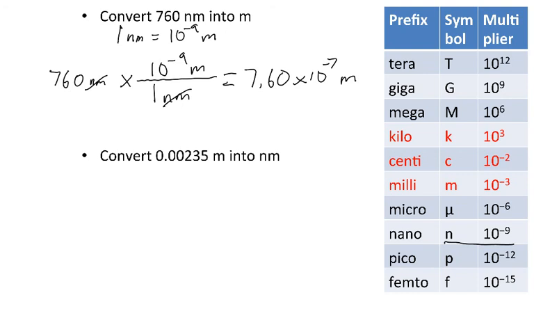So here, we're going from 0.00235 meters into nanometers. This is the same two units that I was dealing with last time. And so the conversion factor is exactly the same. When I see meter and nanometer, it doesn't matter which direction I go, the conversion factor is always going to be that 1 nanometer is equal to 10 to the minus 9 meters. Now, first I'll write down the number I'm trying to convert.